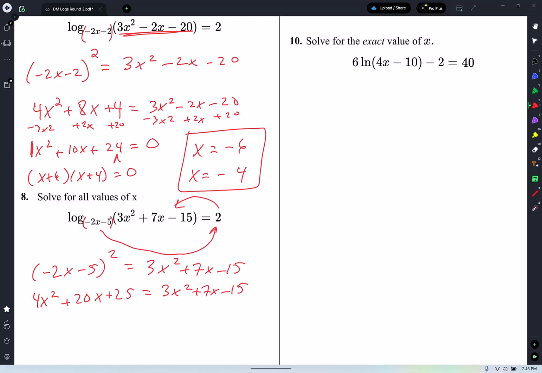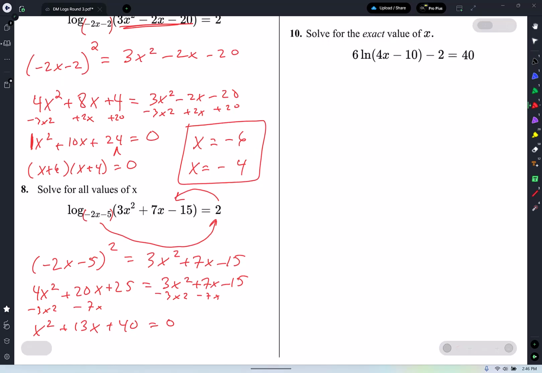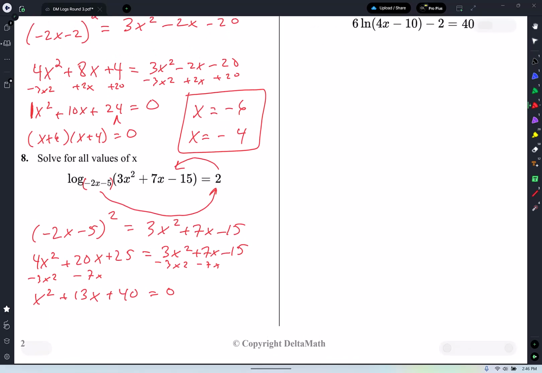Move everything to the left. So minus 3x squared, minus 3x squared, so that's x squared. Minus 7x, minus 7x, so that's going to be 13x. Plus 15, plus 15, 40 equals 0. They're being nice again.